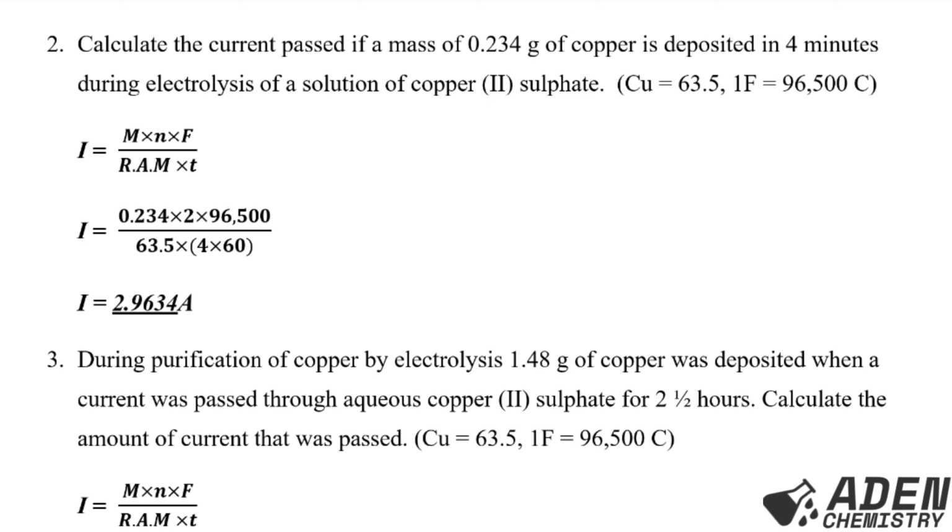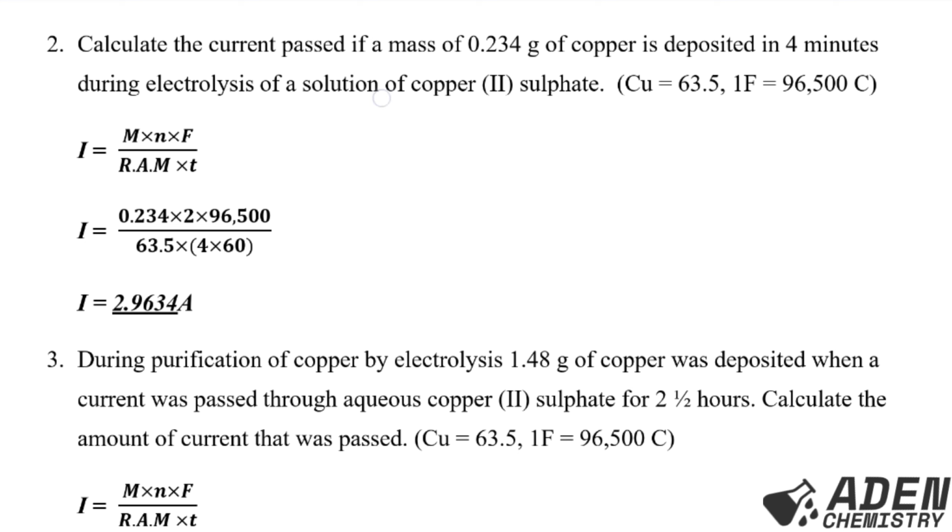Example number 2. We are told to calculate the current passed if a mass of 0.234 gram of copper is deposited in 4 minutes during electrolysis of a solution of copper 2 sulfate. In brackets, we are given the relative atomic mass of copper to be 63.5, and we are told 1 Faraday is equal to 96,500 coulombs. So we can use the formula I, current, equal to M times N times F divided by Rm times T. M is mass in grams deposited, so that's 0.234 multiplied by N. N is the number of Faradays.